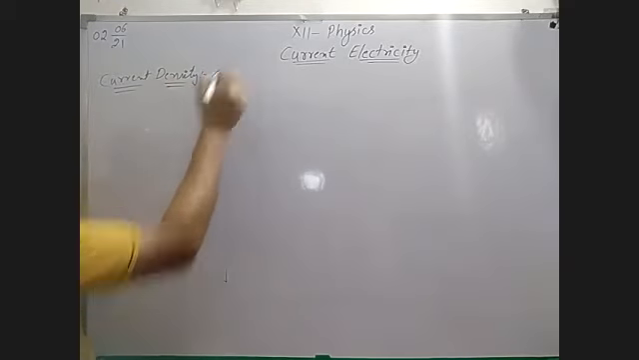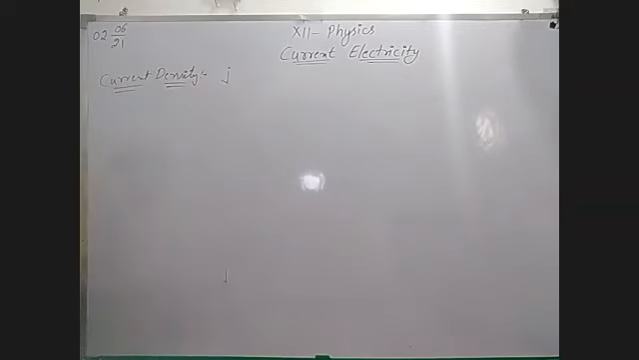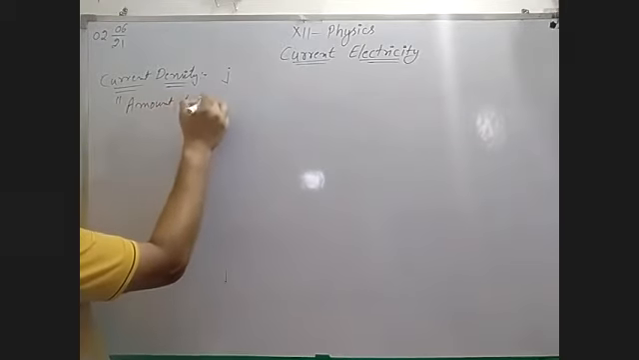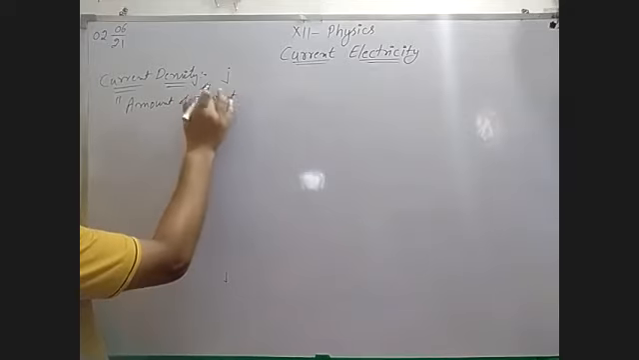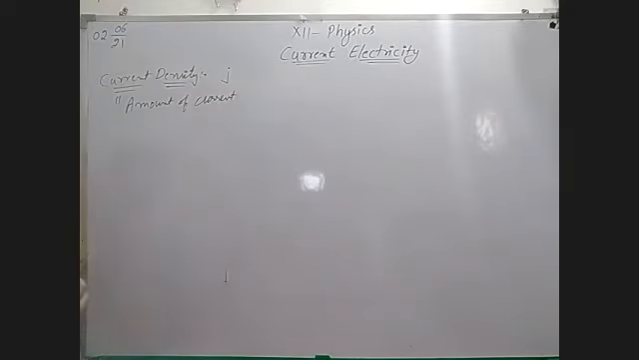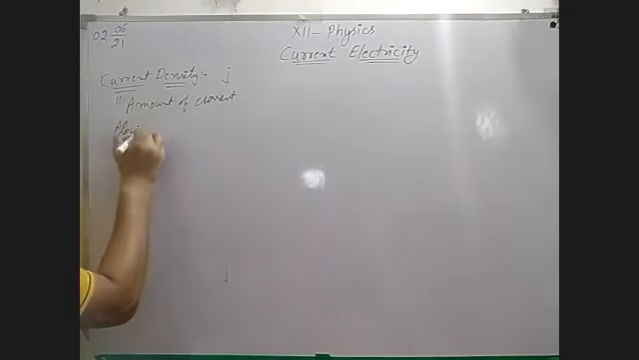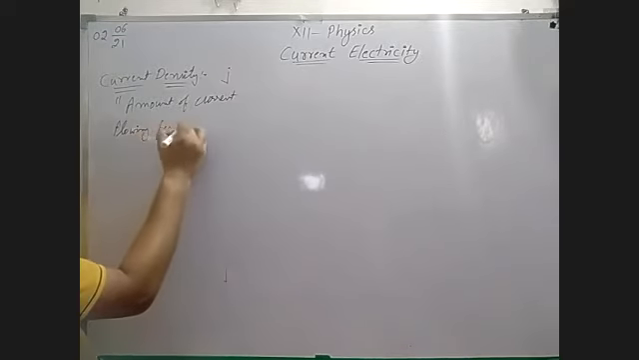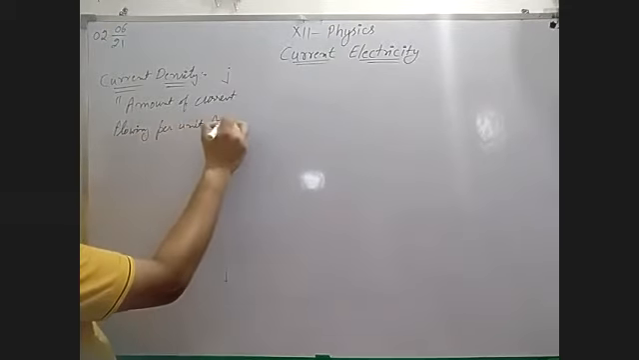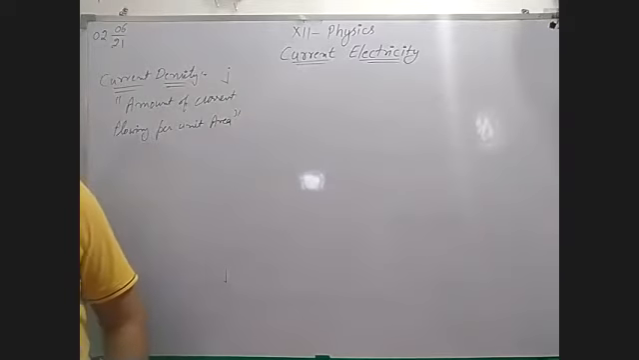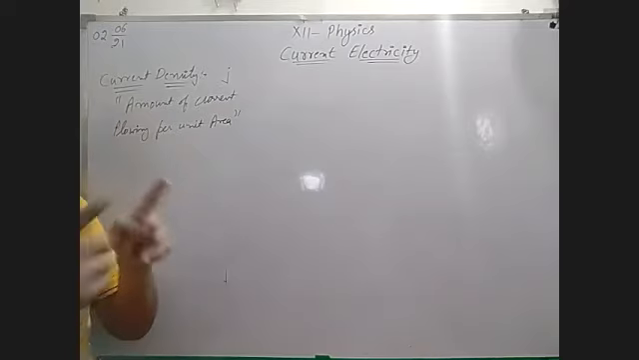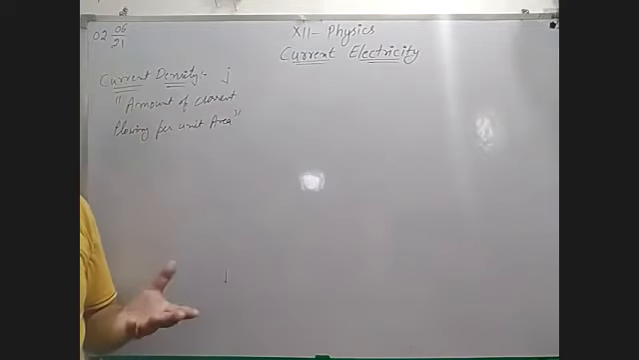Current density is denoted by J. Current density is the amount of current flowing per unit area, that is, if we divide current by area. You know, there are so many roads of different cross sections, we can say. In this, how much current is flowing through how much area?